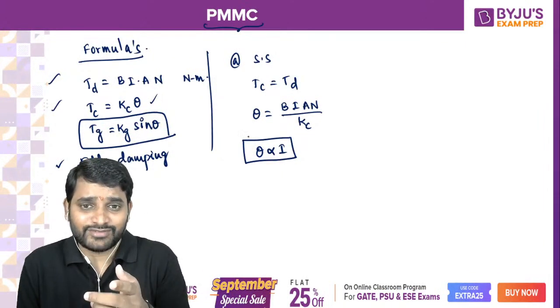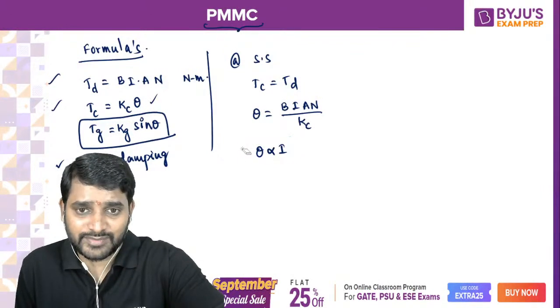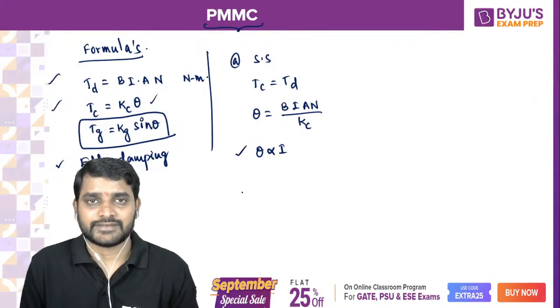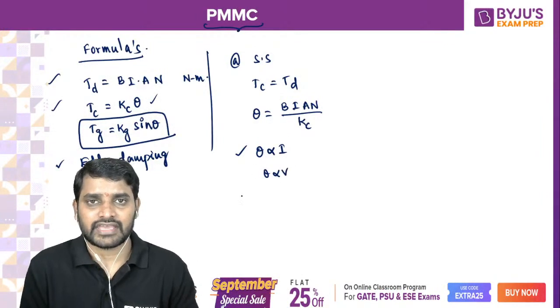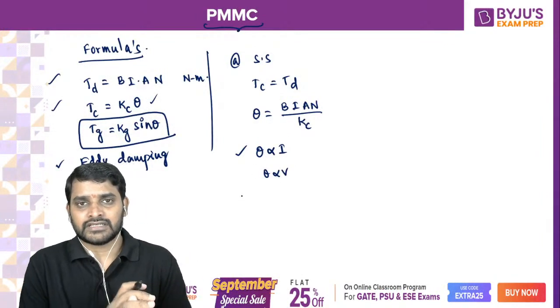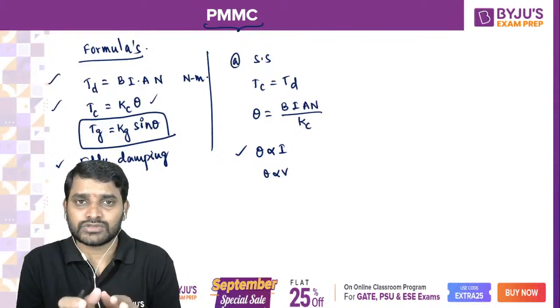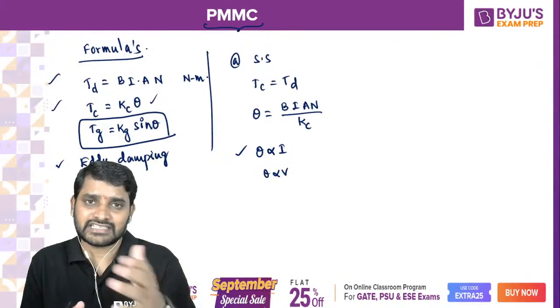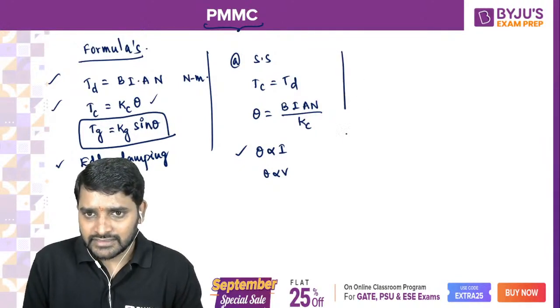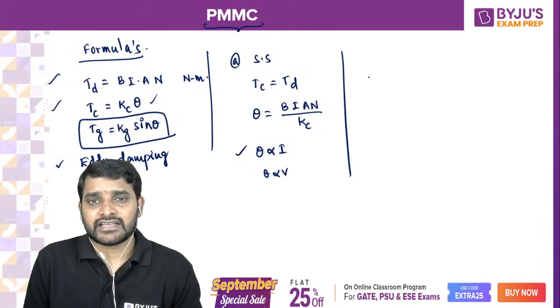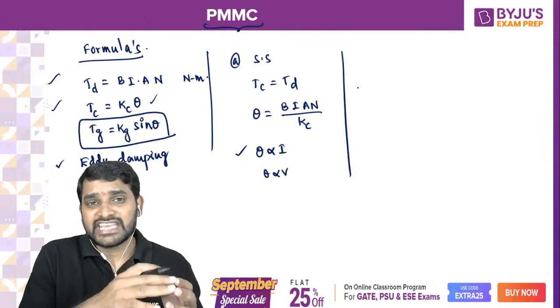Doesn't mean that this is the point you need to remember. Theta is directly proportional to I, or theta is directly proportional to V, also you can write. Okay, so these are the formulas related to the steady state condition, or otherwise deflection torque, control torque, and damping torque.